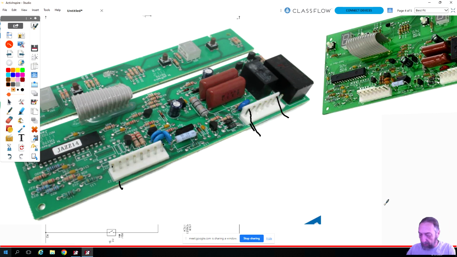So if I'm going to do this, I'm going to have to re-add the wire nuts to my cables here. One second.